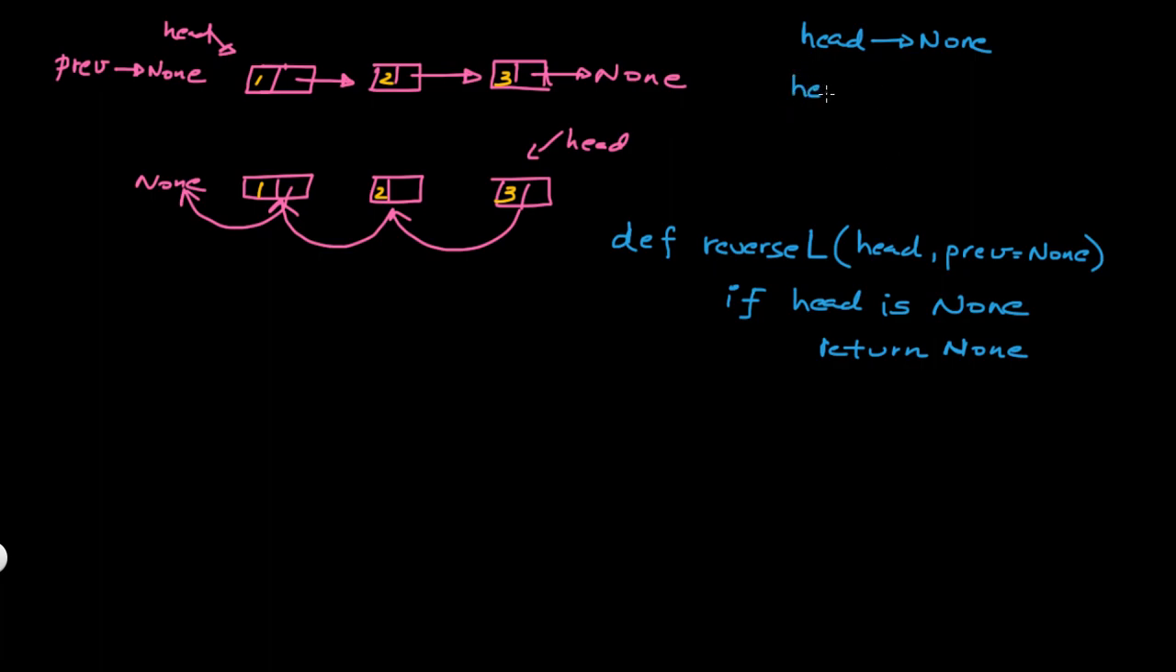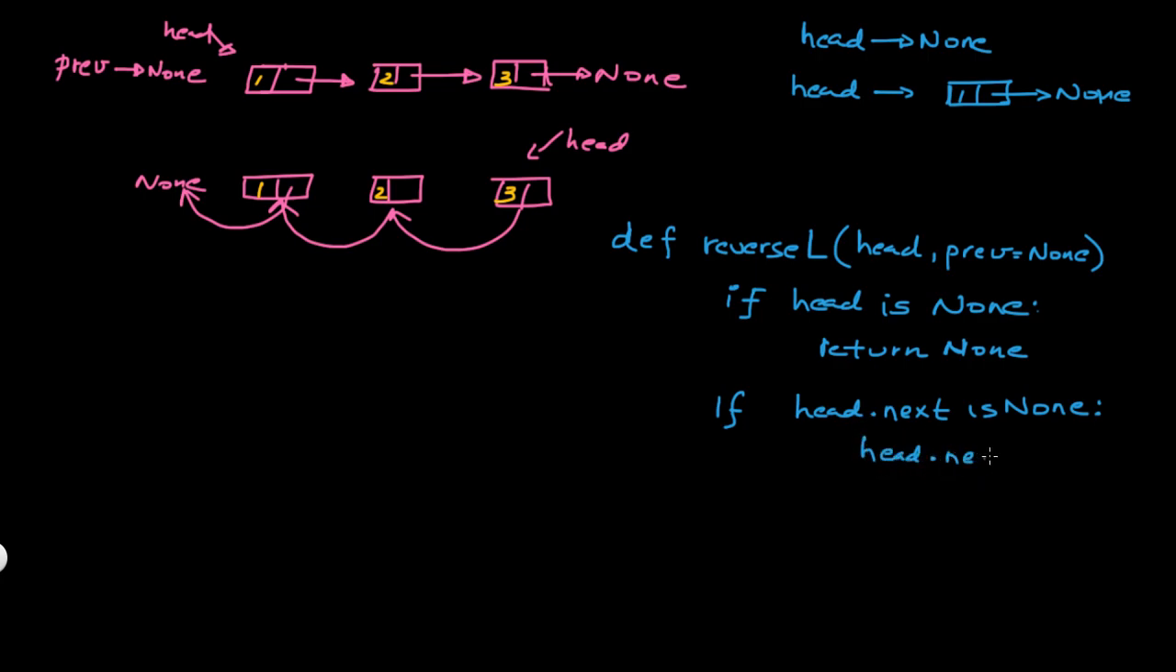Otherwise, if I'm dealing with a linked list where head is pointing at just one node, something like this, what is the reversal of this linked list? Well, the reversal of this linked list is just that linked list to begin with. I'm just breaking this up a little bit further just to clarify my base cases of my recursion here. So head is none, return back none. If head.next is none, meaning I'm dealing with this case over here, I'm going to propose that head.next should equal whatever previous is, and return head.